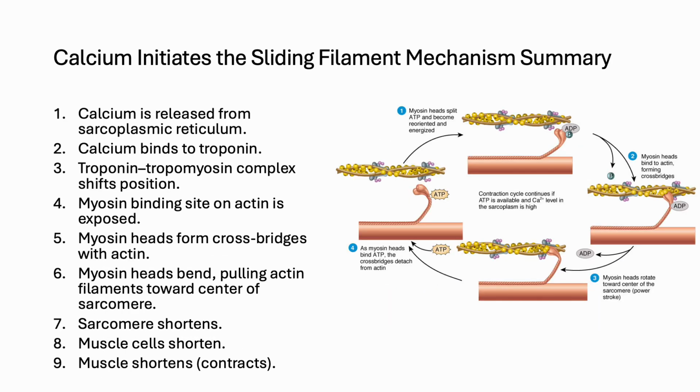To summarize, calcium is released from the sarcoplasmic reticulum, binds to troponin, and shifts the troponin-tropomyosin complex. This exposes the myosin binding sites, allowing cross bridges to form. Myosin heads pull actin inward, shortening the sarcomere. As the sarcomere shortens, so do muscle fibers, and the whole muscle contracts. It is a beautiful, orchestrated process that depends entirely on calcium availability and energy from ATP to continue the cycle.